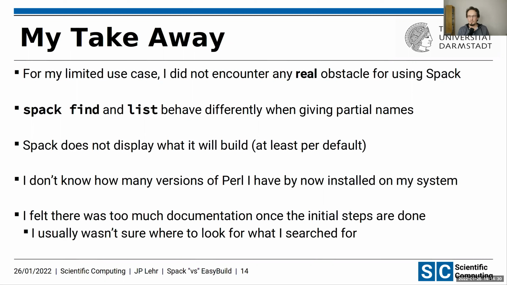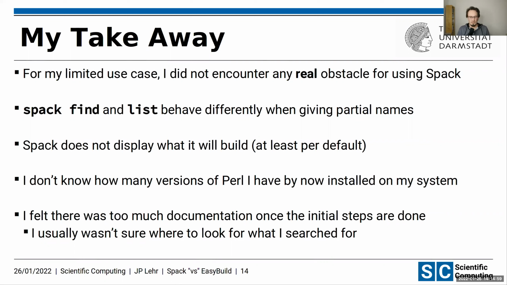Spec find and Spec list seem to behave differently when giving partial names. That was something I was very confused with. So I think find is the one that looks in the remote part, and that does partial matching, and list doesn't when you look at the local installed packages. So I was like, okay, why don't I have kubelib if I look for cube? So maybe I was just missing a flag here.